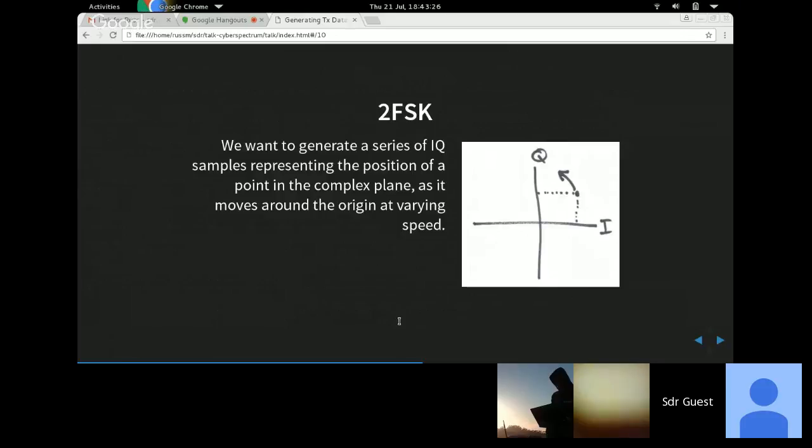So we're going to be generating a set of samples for IQ data, representing the position of a point in the complex plane as it spins around the origin at varying speeds. High speed, high frequency; low speed, lower frequency.